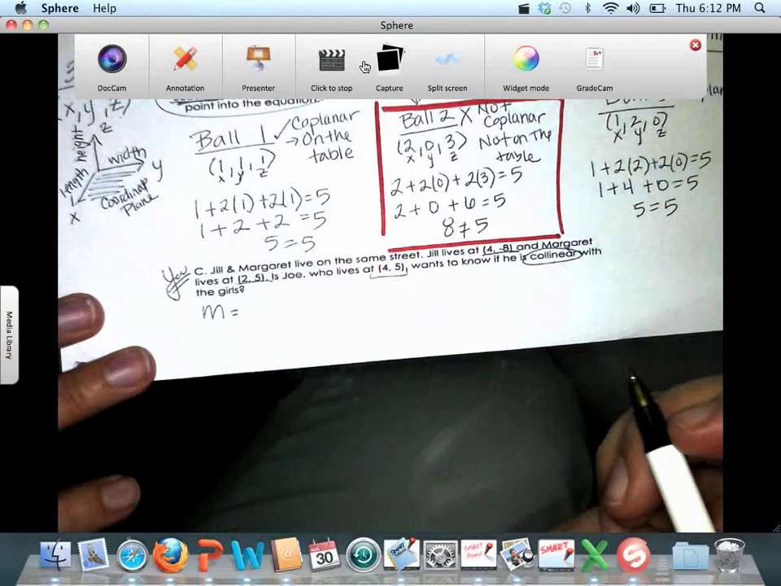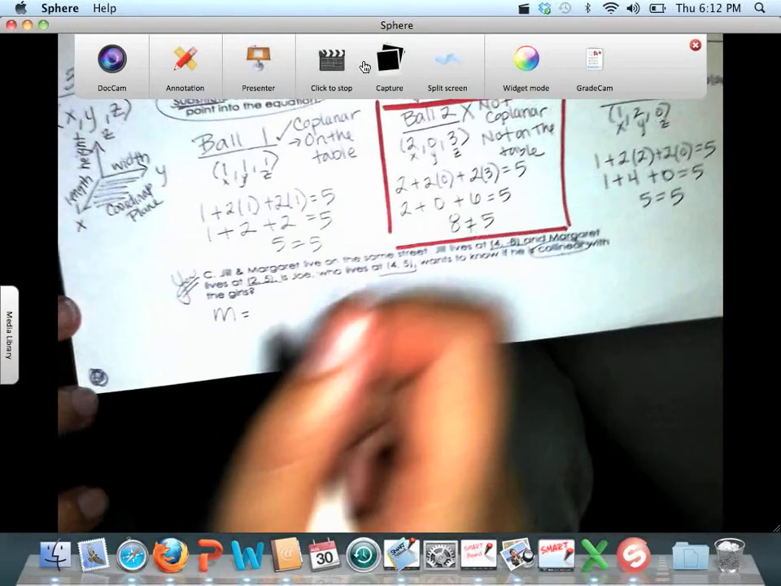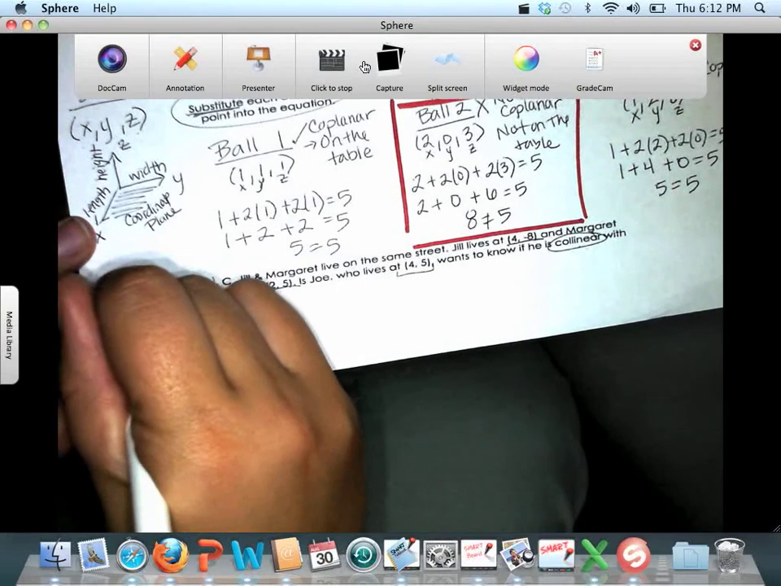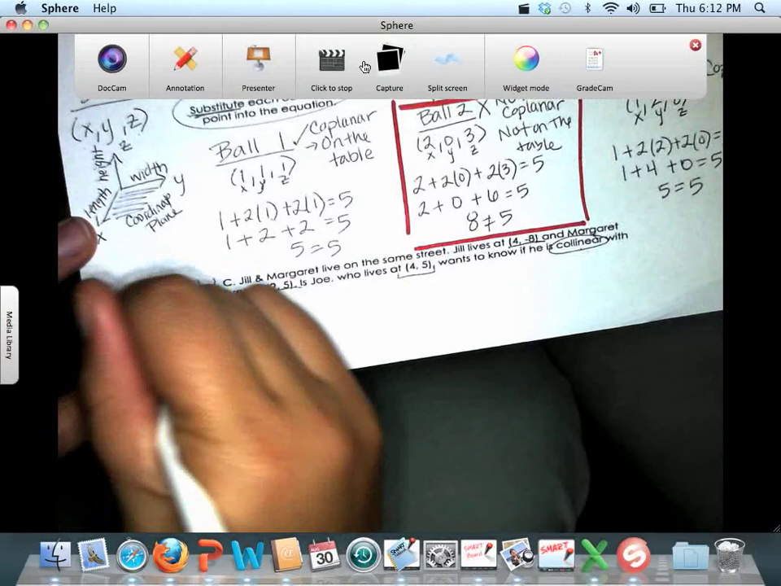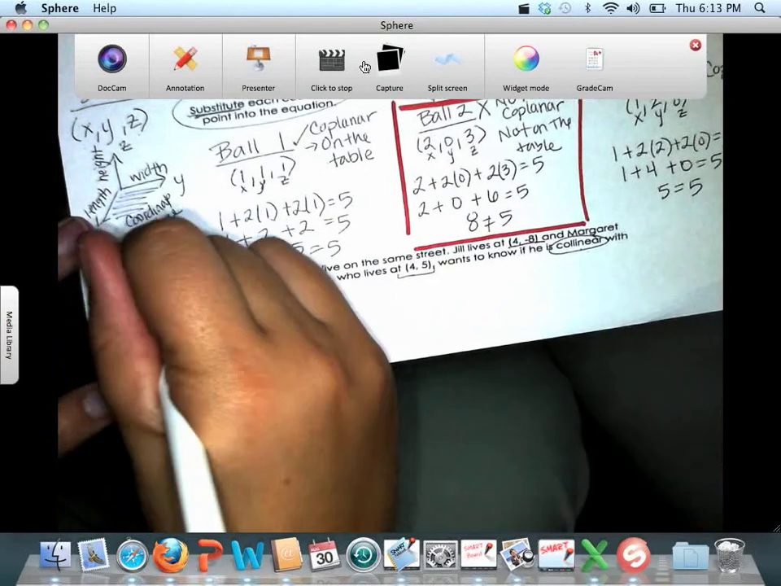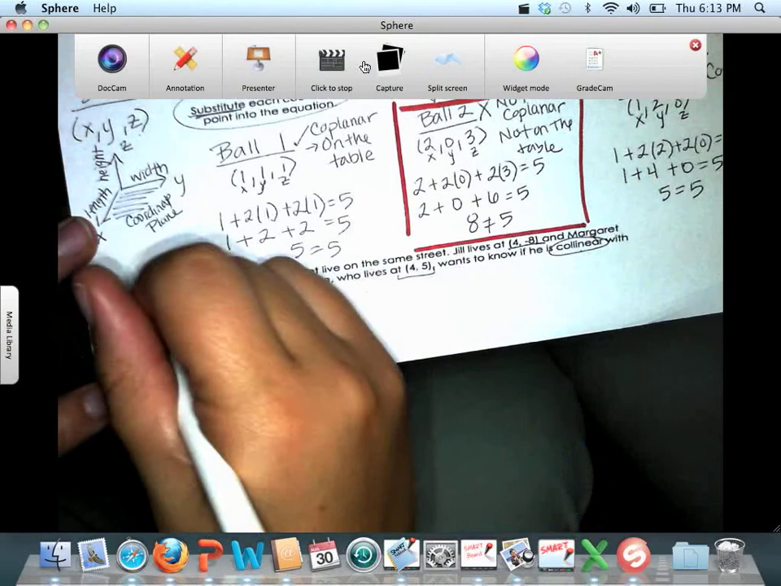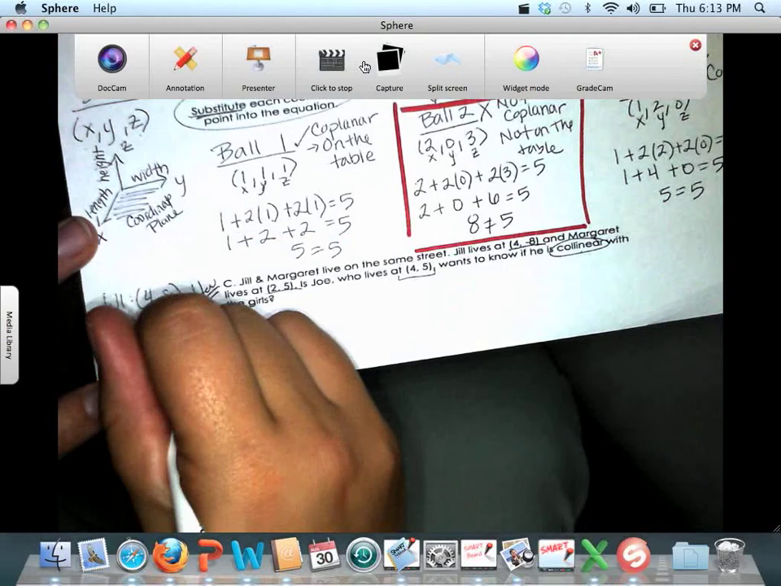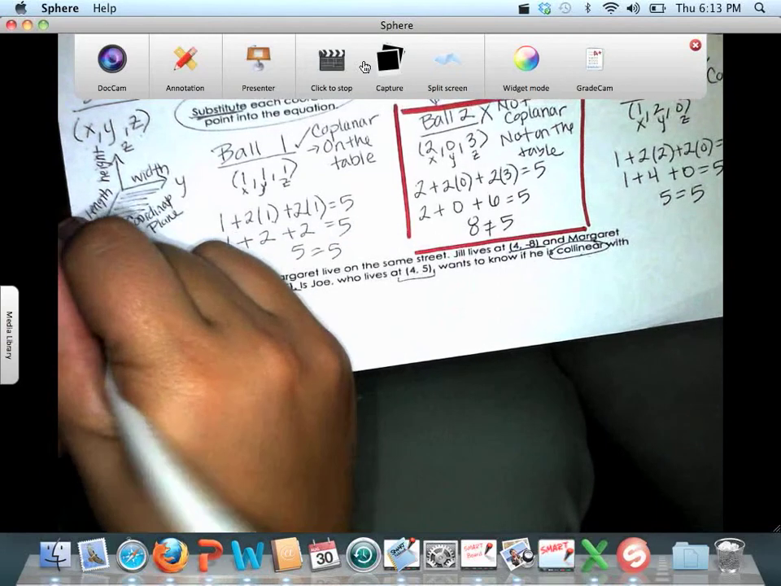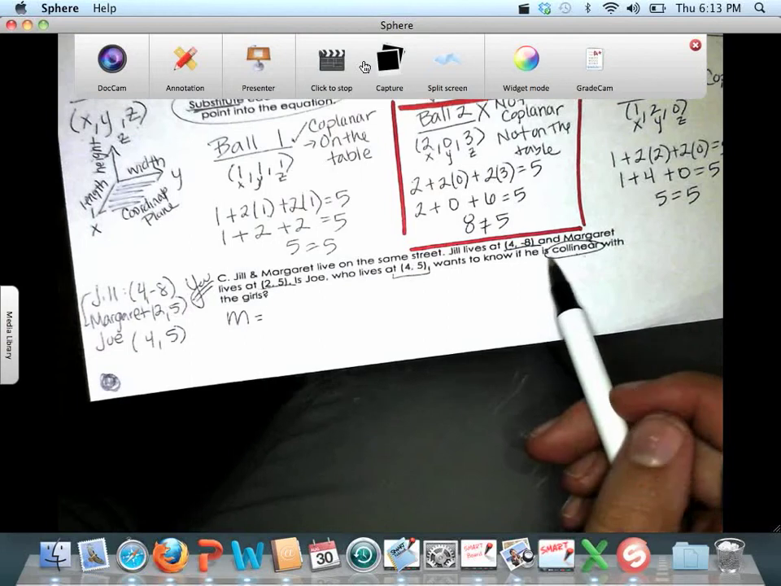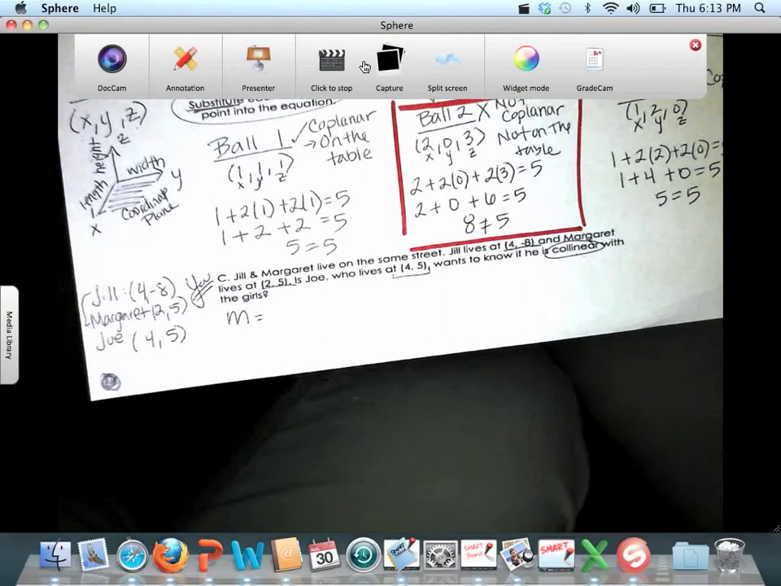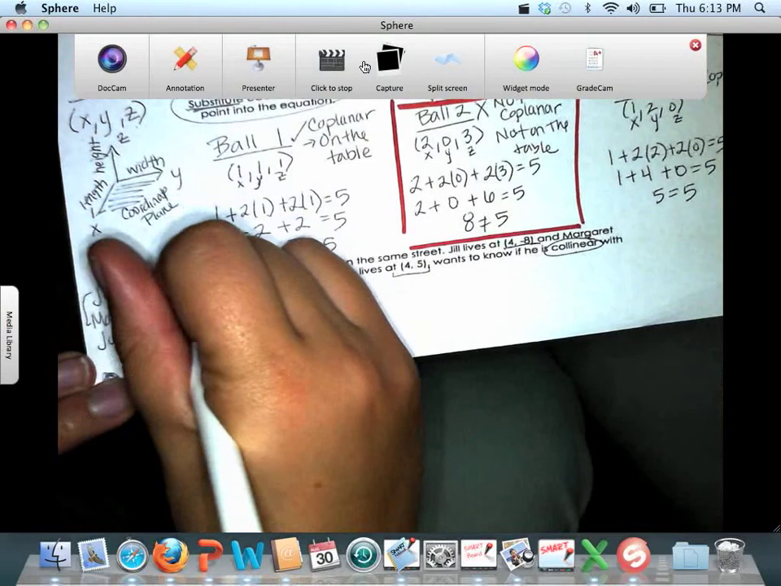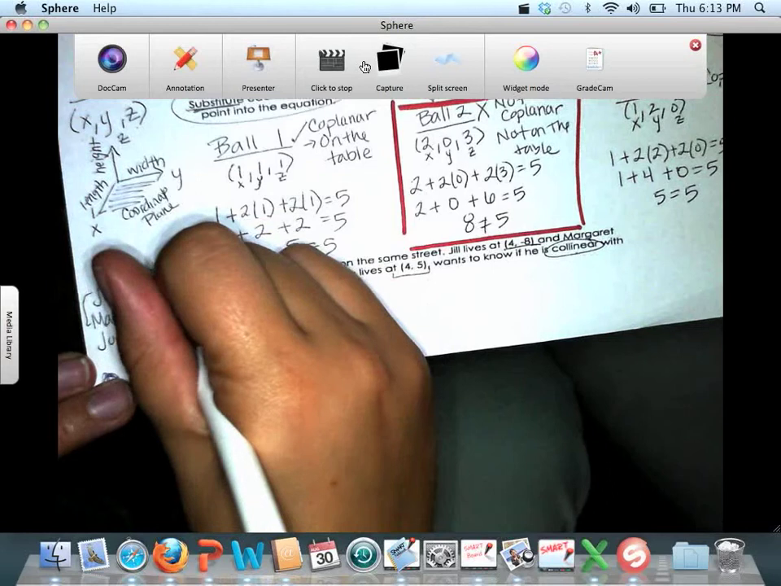So slope, I'm going to put all my points over here because we have Jill and Margaret and Joe, right? So this one was 4, -8, Margaret was 2, 5, and Joe was 4, 5. Now I want to use Jill and Margaret because we know they live on the same street, so that's the equation we want to find. So I'm going to label this one x1, y1, and I'm going to label Margaret x2, y2.